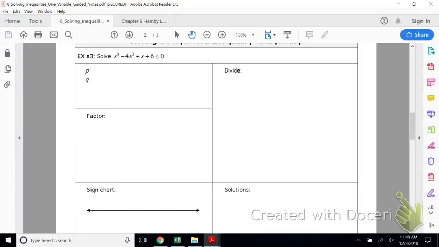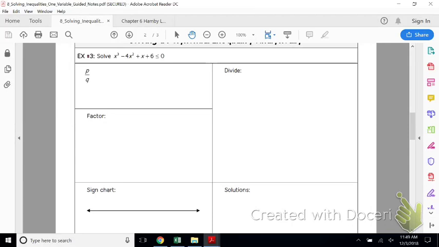All right, so example 3, guys. We're going to solve x cubed minus 4x squared plus x plus 6 is less than or equal to 0. So I need to find my p's and my q's because I've got to find those x-intercepts or those zeros, right?